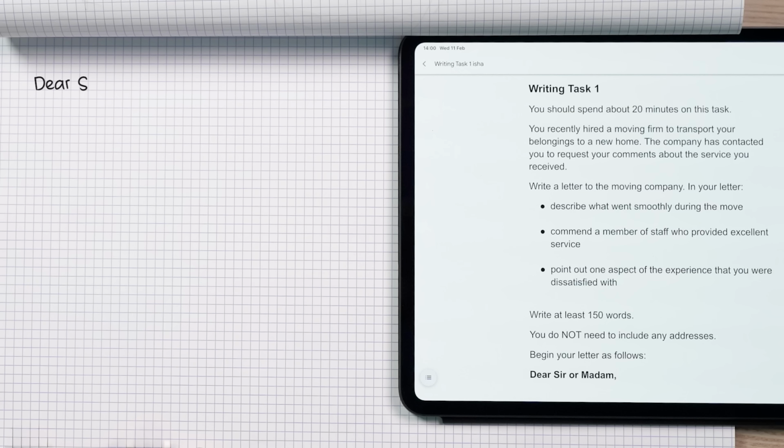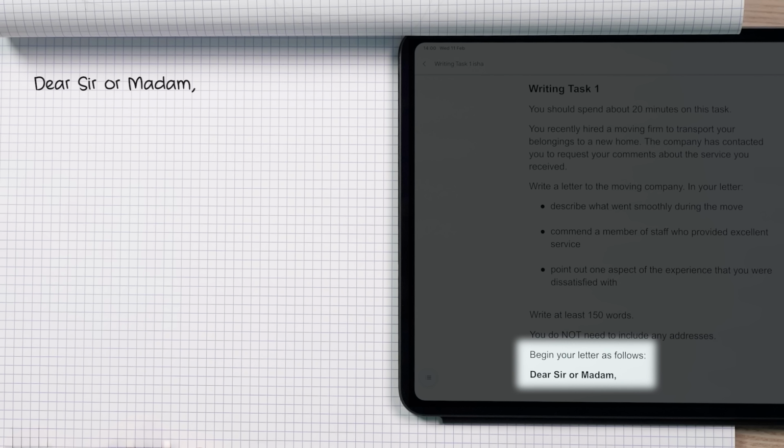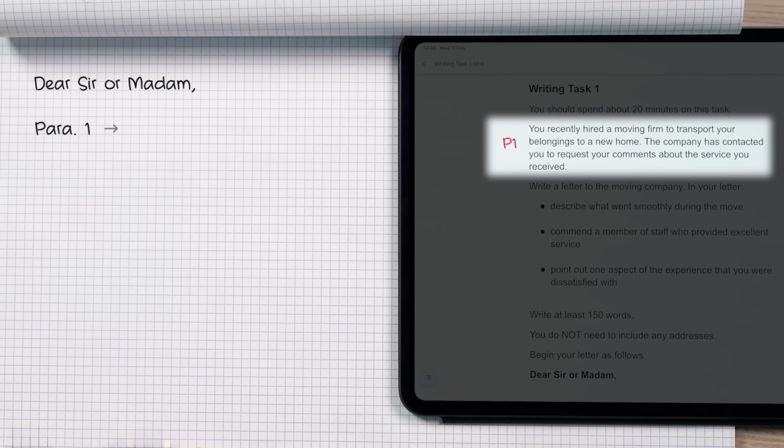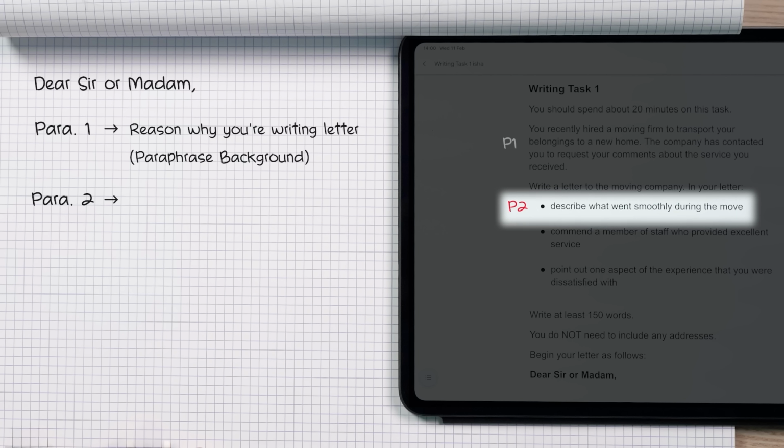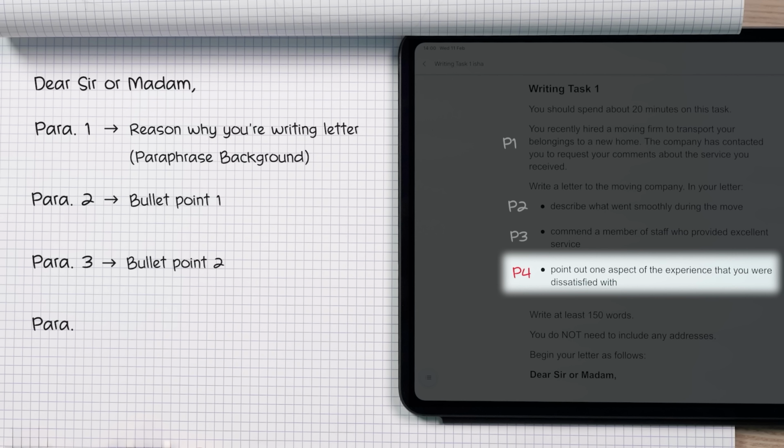Okay. So start off here, dear sir or madam. Just always do exactly what they tell you. They'll always tell you to do that. Then paragraph 1 is the reason why you're writing the letter. So you just say, I'm writing to you because of this reason. Okay. Then we're going to take bullet point number 1, which is going to be paragraph 2. Bullet point number 2. Paragraph 4 is going to be bullet point number 3. So this forces you to do exactly what they're asking you to do.